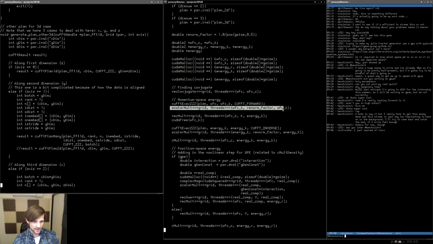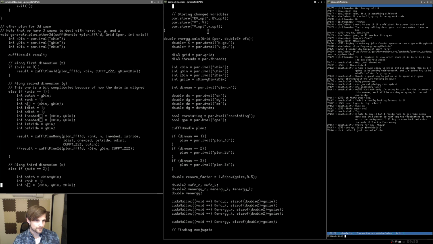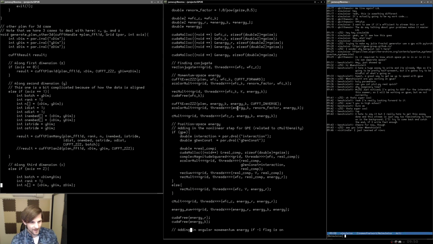We do a scalar multiplication of the renormalization factor, and then we multiply wave function k by k, which is your momentum space component that we've defined up here. So momentum space for the Hamiltonian. And then after multiplying by k, we get out energy k, right? And then we free the wave function k because we don't need it anymore. And then we do the same thing over here. So we do GPUE FFT exec z to z. So now we're inversing it.